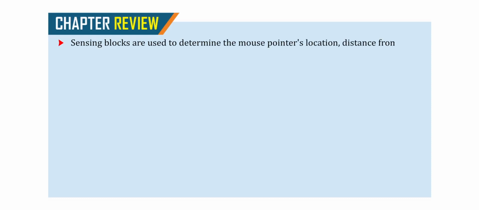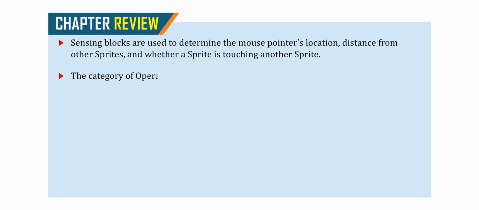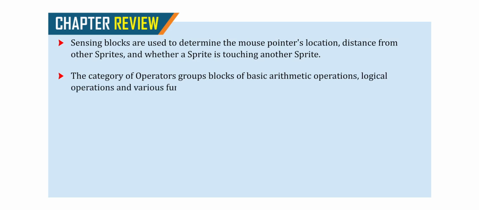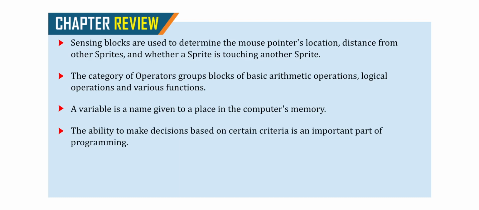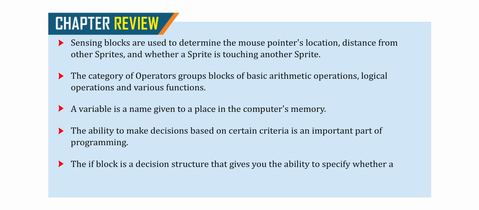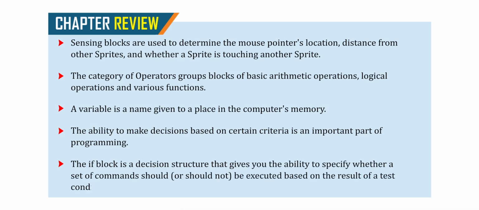Let us quickly have a look at the chapter review. Sensing blocks are used to determine the mouse pointer's location, distance from other sprites, and whether a sprite is touching another sprite. The category of operators groups blocks of basic arithmetic operations, logical operations, and various functions. A variable is a name given to a place in the computer's memory. The ability to make decisions based on certain criteria is an important part of programming. The if block is a decision structure that gives you the ability to specify whether a set of commands should or should not be executed based on the result of a test condition.